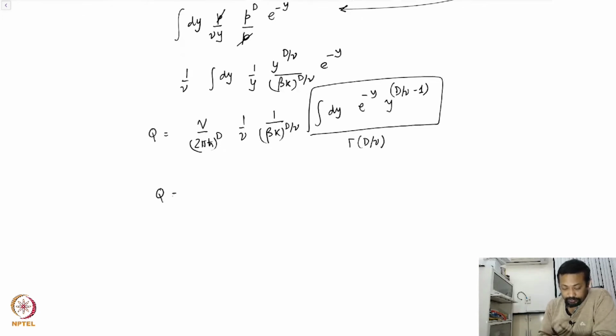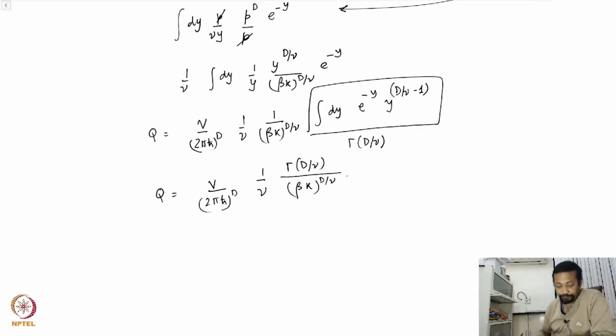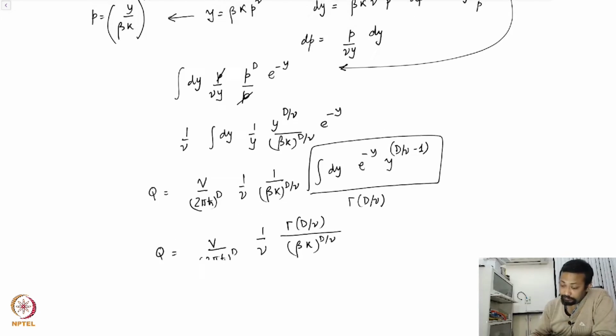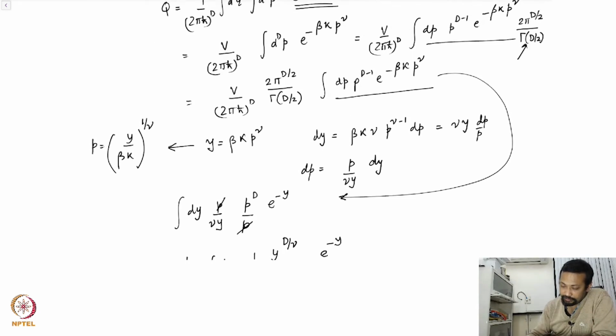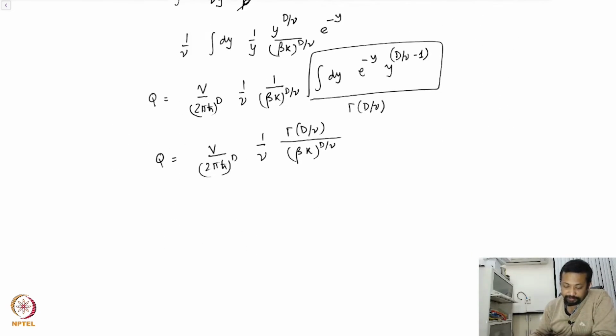So now you see that I have solved the problem. I have 1 by nu gamma of d by nu over beta kappa to the d over nu. There is one mistake. I think I have forgotten a gamma d by 2 factor, 1 over gamma d by 2.